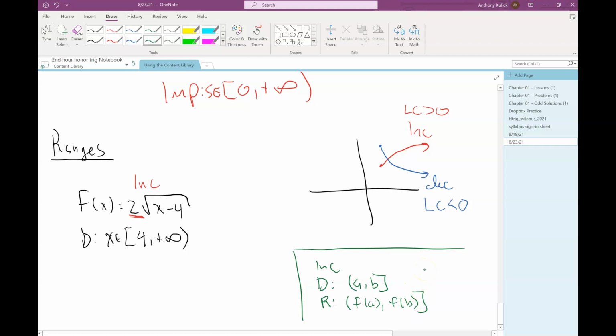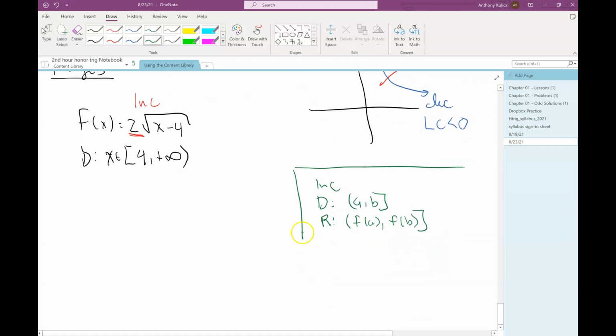So in general, if you have a function that's increasing on the interval from a to b, the range over that part would be f of a to f of b with the same inclusion as the domains. So whether the parentheses or bracket were the same, they're just going to be the same on the ranges. Is everybody okay with that idea?